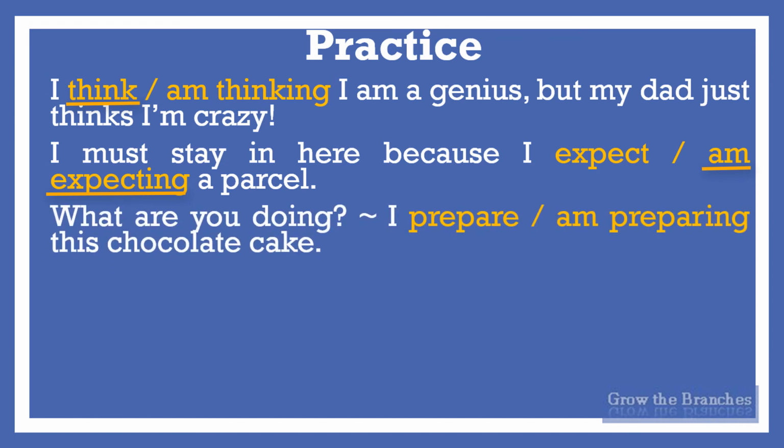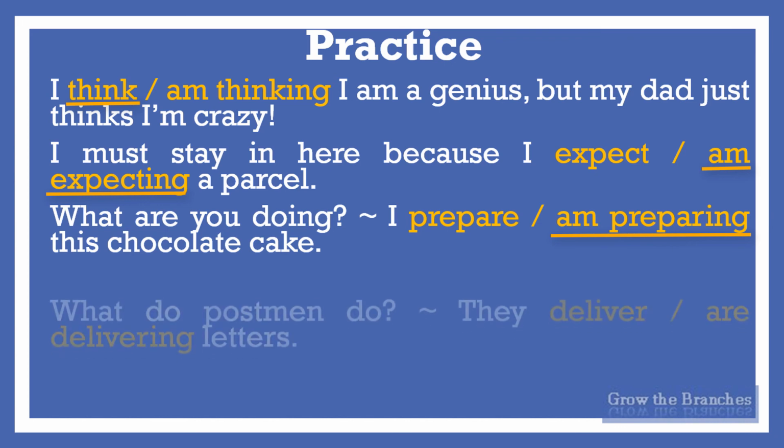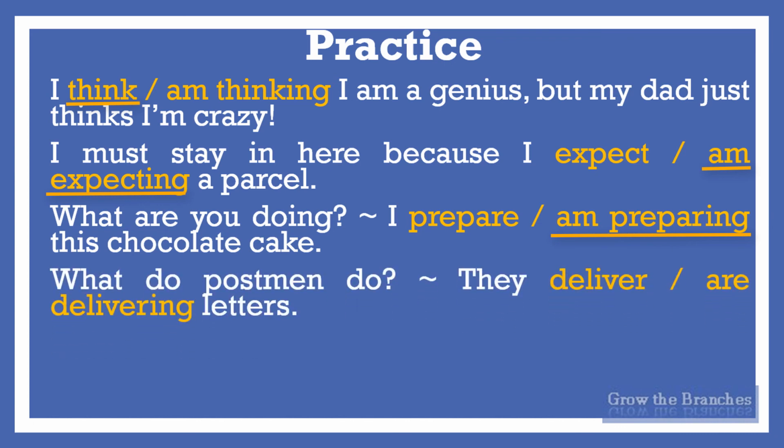What are you doing? I prepare. I'm preparing this chocolate cake. The answer? I'm preparing. Also, like the previous sentence, the question asks about an action taking place now at present. If the question was, what do you do? Then we would answer, I am a cook or I am a chef. The question, what do you do? Asks about profession in life, not a temporary activity like the following sentence. What do postmen do? They are delivering letters.